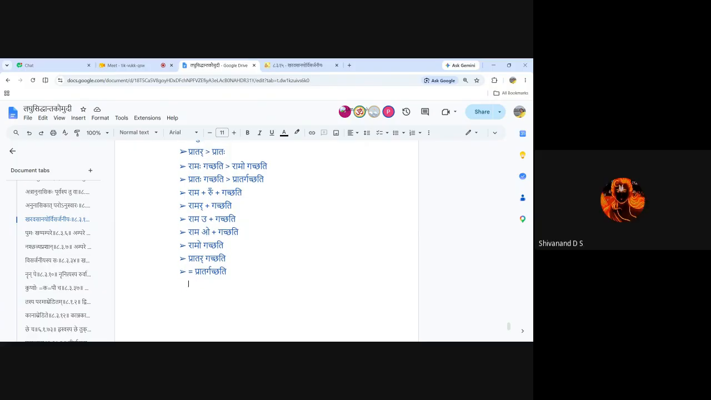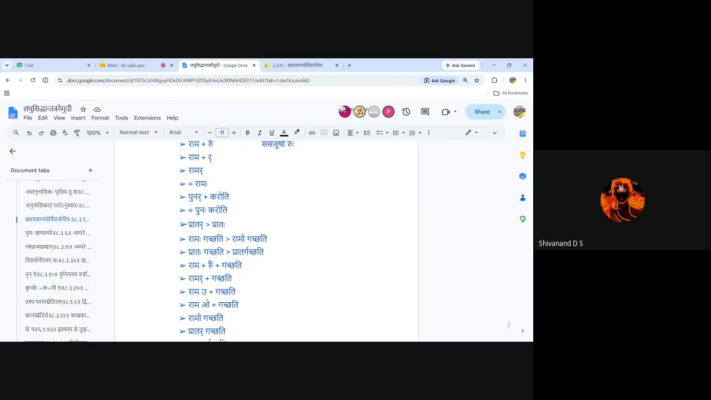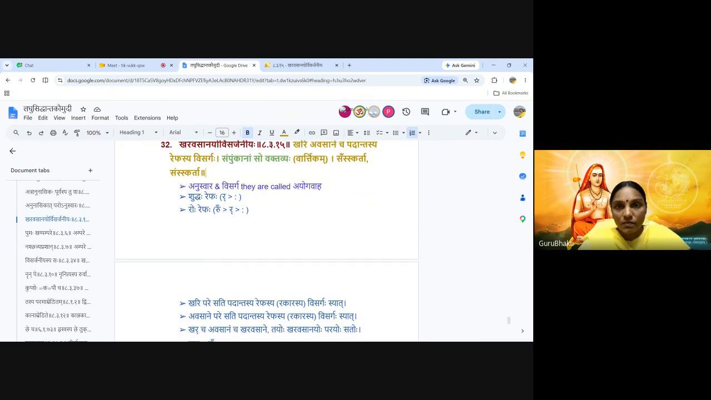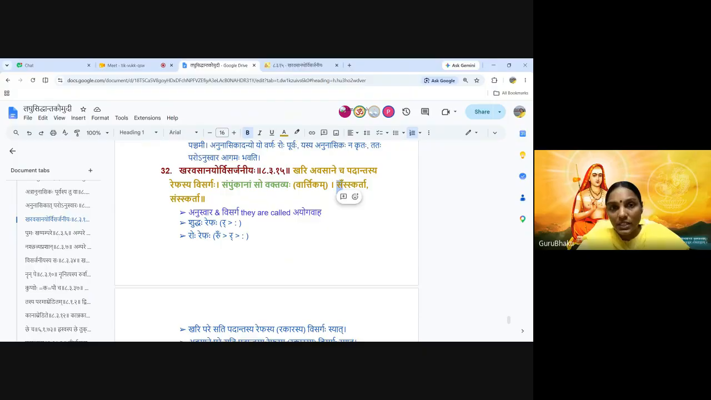Listen. There is some Vartika here. Sampunkanam so vaktavyaha Vartikam. Sam and Pum, if it is there, then after that, if there is a Refa, either it can be Rukara or it can be Shuddha Refa, it will not change into visarga. Instead of visarga, it will be replaced by sakara. So the example is samskarta for that.